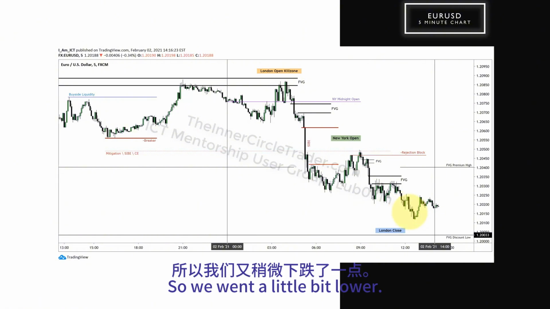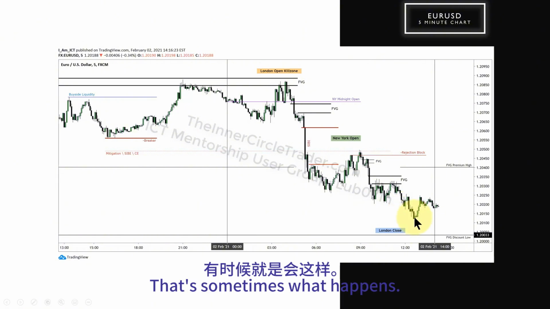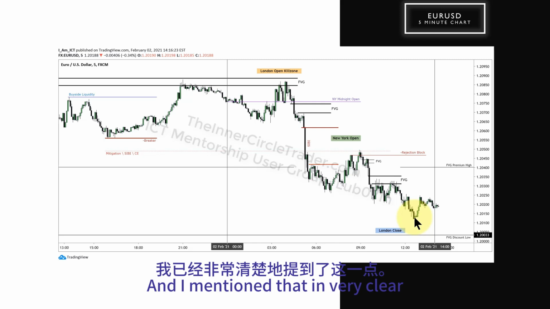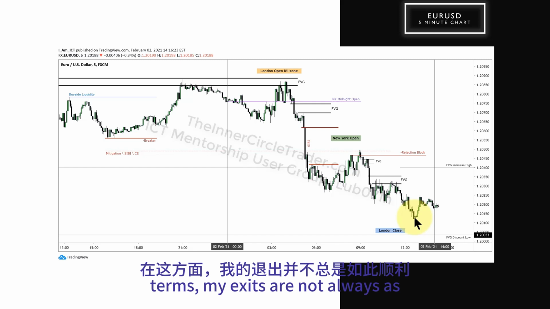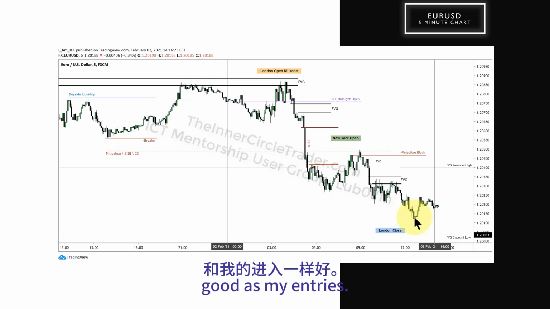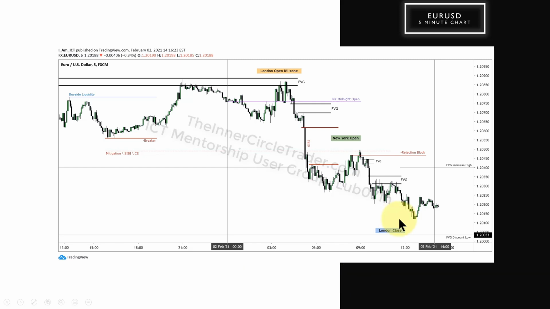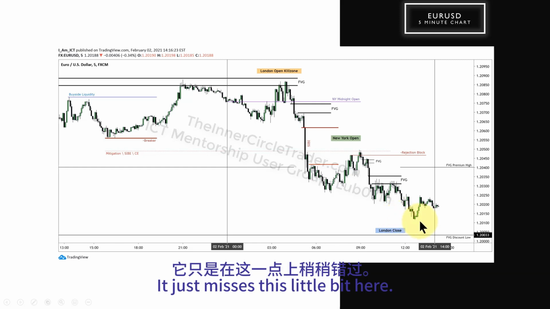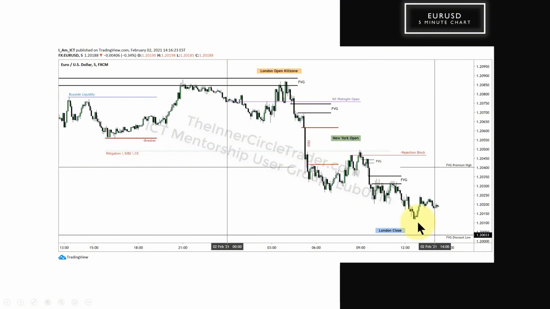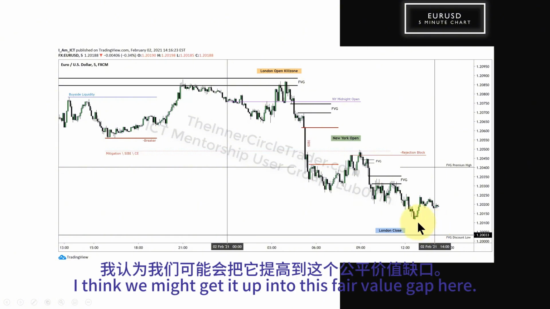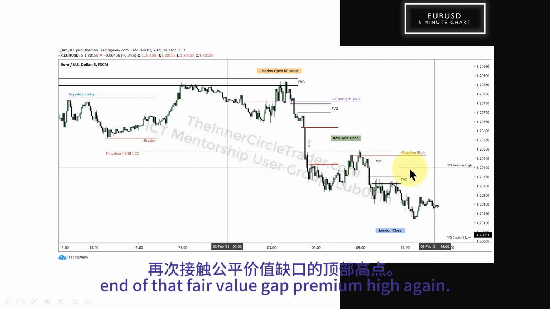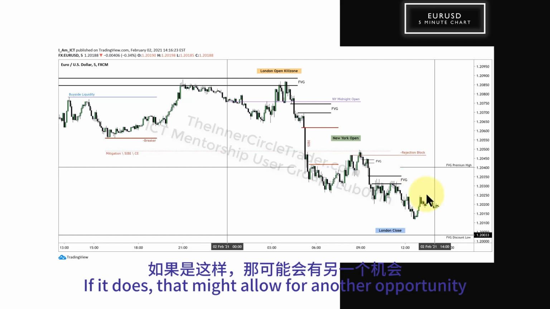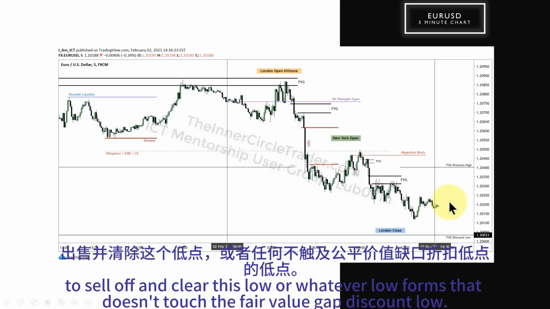All right, so we went a little bit lower. That's sometimes what happens, and I mentioned it in very clear terms: my exits are not always as good as my entries. So the time element here is still serving us very well. It just misses this little bit here. If it rolls over into Asia, so be it. But I think we might get it up into this fair value gap here. It might want to touch the top end of that fair value gap premium high again. If it does, that might allow for another opportunity to sell off and clear this low, or whatever low forms that doesn't touch the fair value gap discount low.